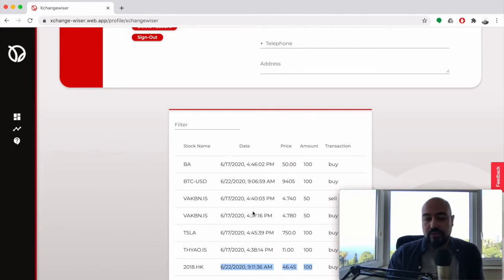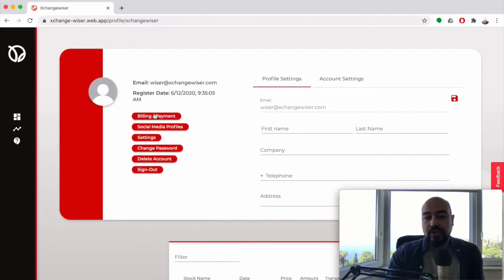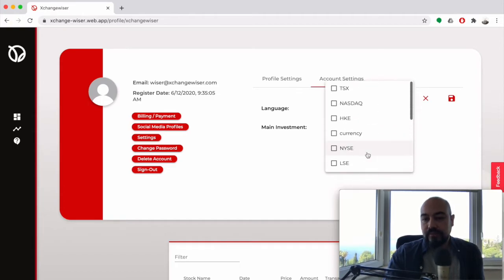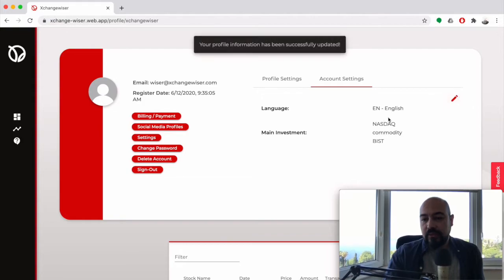So you can just search their name and add to your portfolio for tracking. And in here, you can see your profile details. You can fill these values, your account settings. So these are the main investment tools you can follow. So for example, let's add perhaps Nasdaq to our tracking list. Now we are just having some suggestions from Nasdaq, commodities and Istanbul stock market.